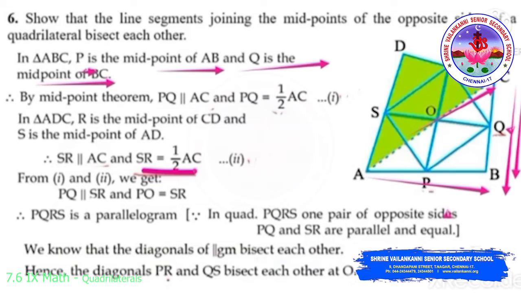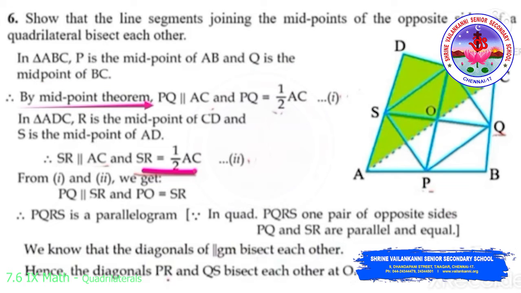Let us consider triangle ABC where P is the midpoint of AB and Q is the midpoint of BC. By the midpoint theorem, the line segment drawn through the midpoints of two sides of a triangle is parallel to the third side and equal to half of it. I'll be getting PQ is parallel to AC and PQ length is equal to half of AC, calling this equation 1.